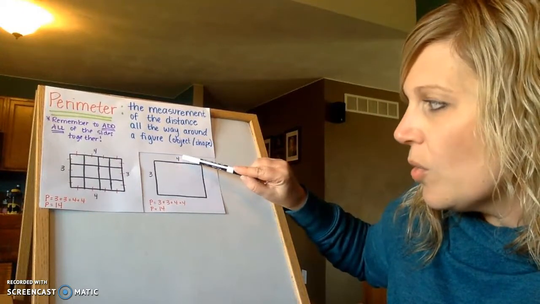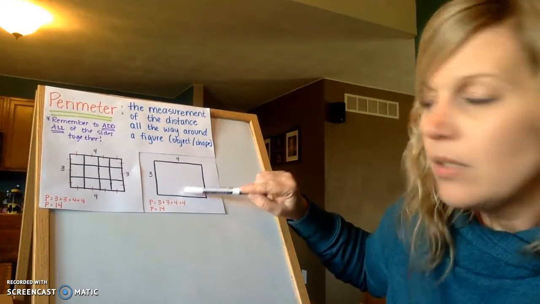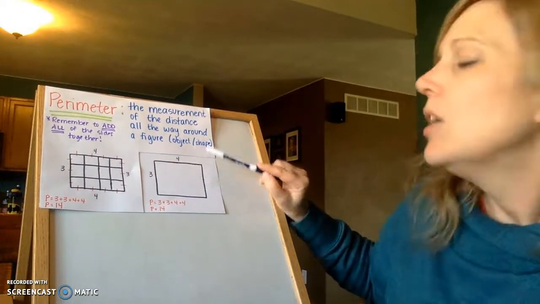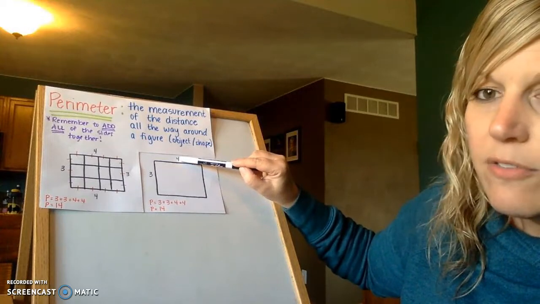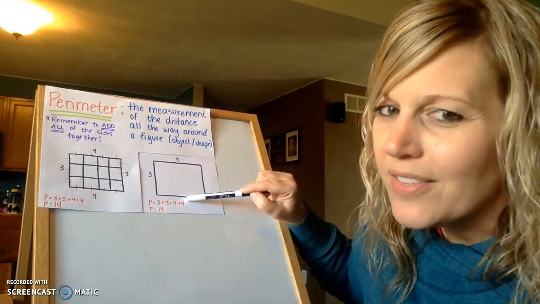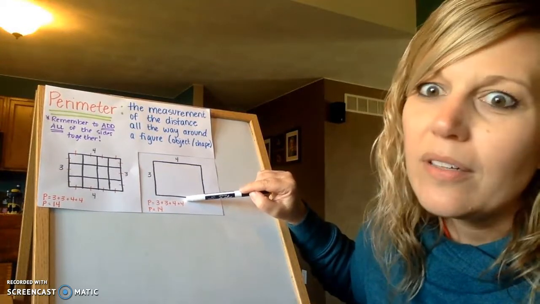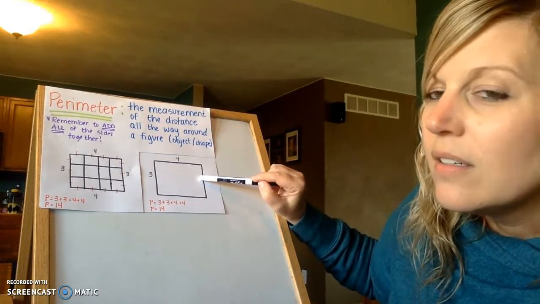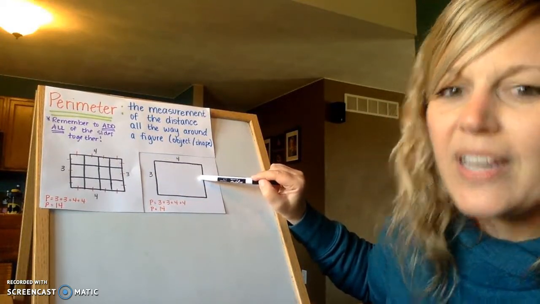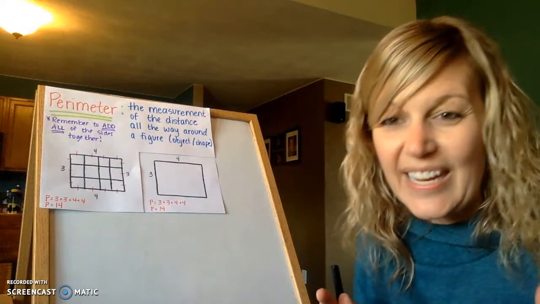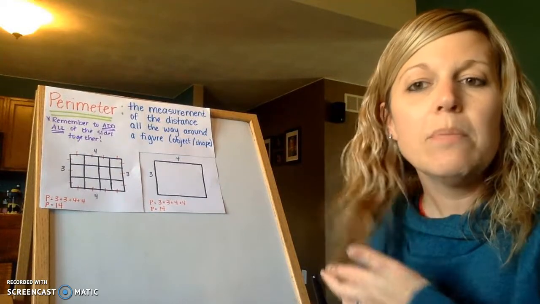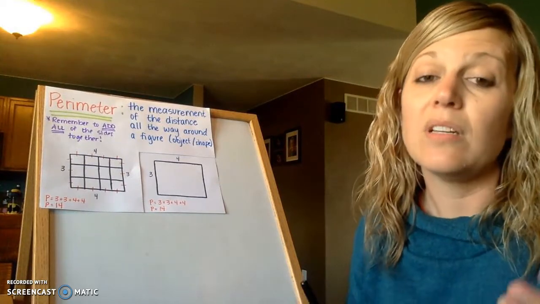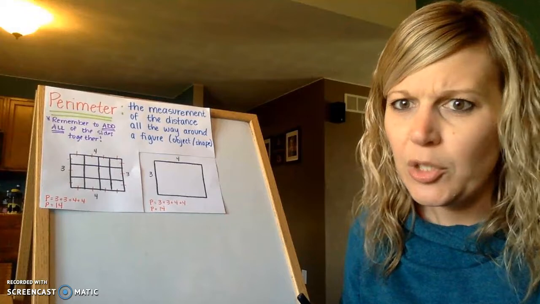So even though this side is not labeled and this side is not labeled, we know that if this side is a 4, then what's the length of this side, my friends? You're right, it's 4. And if this side is a 3, then what is this side? Yeah, you're right, it's a 3. So even though they're like hidden and they didn't label them, they still count for something and it's still there. So don't let that trick you.